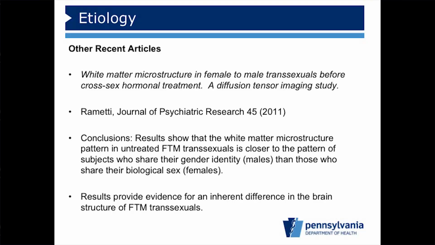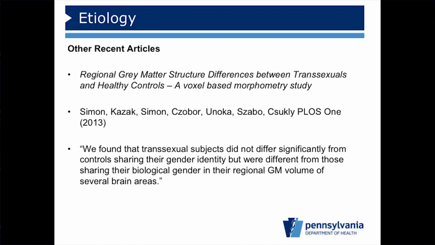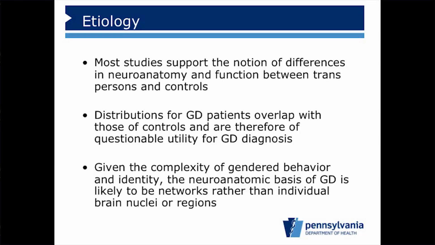So the future is structural and functional neuroimaging. You don't have to worry about the specifics, but this one looked at white matter microstructure. And in this study, for female to male transsexuals, before hormones, the brains look kind of male. In the companion study in male to female transsexuals, the brains look in between male and female. So the idea was that their brains were consistent in terms of their structure with their gender identity. This study looked at gray matter and also found that. And there was another study that looked at functional neuroimaging as well. So it really supports the differences in neuroanatomy and function between transgender individuals and cisgender individuals or controls.